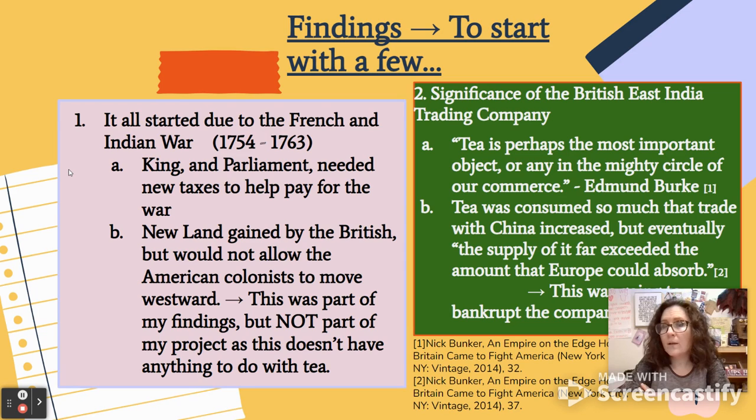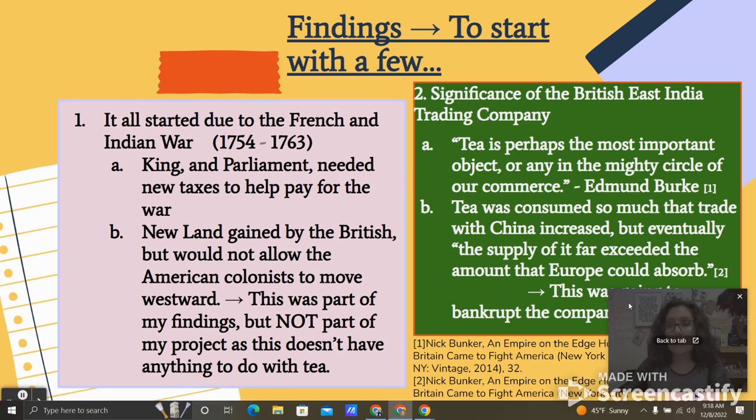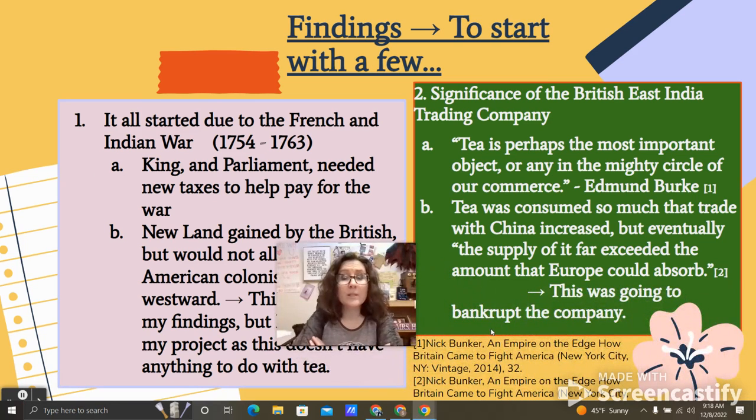And then the significance of the British East India Company. And then I found a quote by Edmund Burke in Nick Bunker's book: "Tea is perhaps the most important object in any in the mighty circle of our commerce." So again, tea itself is extremely important, whether it's socially, economically, or in this case, historically. So it goes back to tea. Tea was consumed so much that trade with China increased, but eventually the supply of it far exceeded the amount that Europe could absorb. So now you start seeing the economics piece, and this was going to bankrupt the company because they have so much surplus.